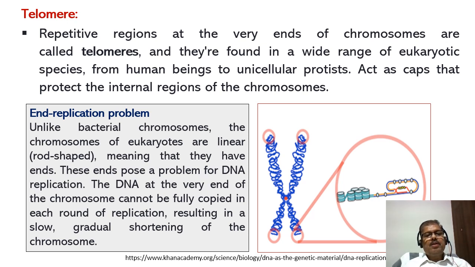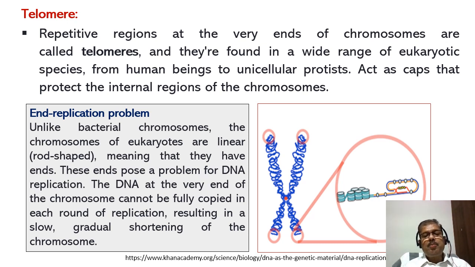Telomere: the repetitive regions at the very ends of the chromosomes are called telomeres. They are found in a wide range of eukaryotic species, from human beings to unicellular protists. They act as caps that protect the internal regions of the chromosomes, and they are worn down a small amount in each round of DNA replication.